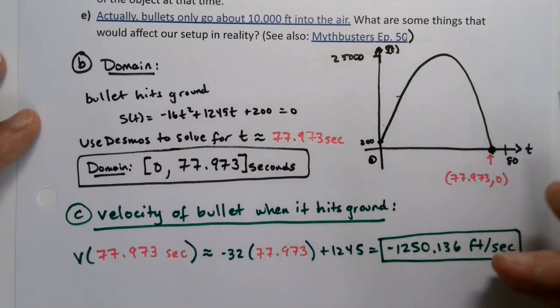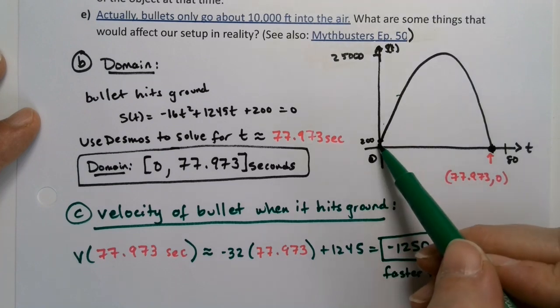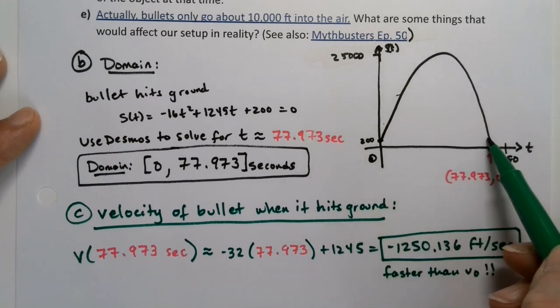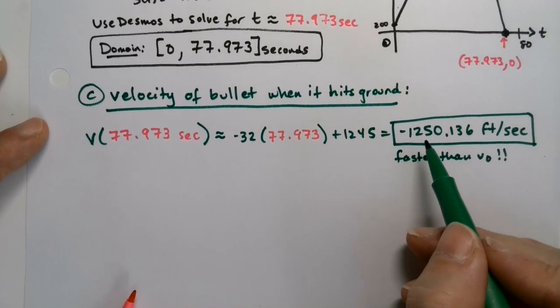And you notice it's faster than V0. That's because it had a little bit more time. So it has this extra 200 feet. So when it goes up, it leaves at 1,245. At 200 over here, it should be 1,245. And it has 200 more feet to gain speed. And so that's why it's faster. And it's negative because it's going down.